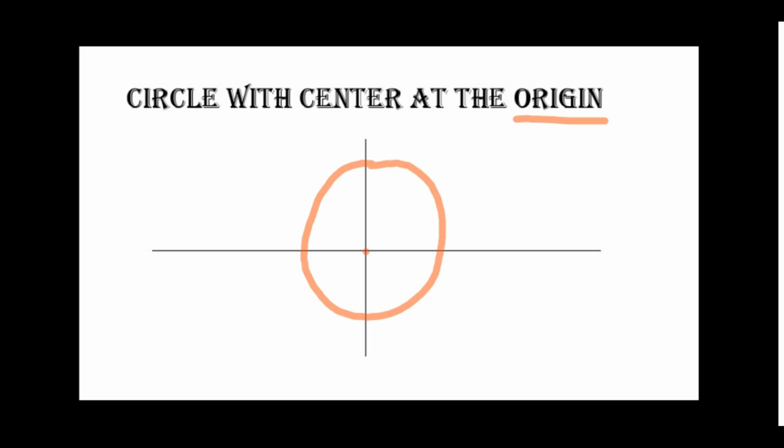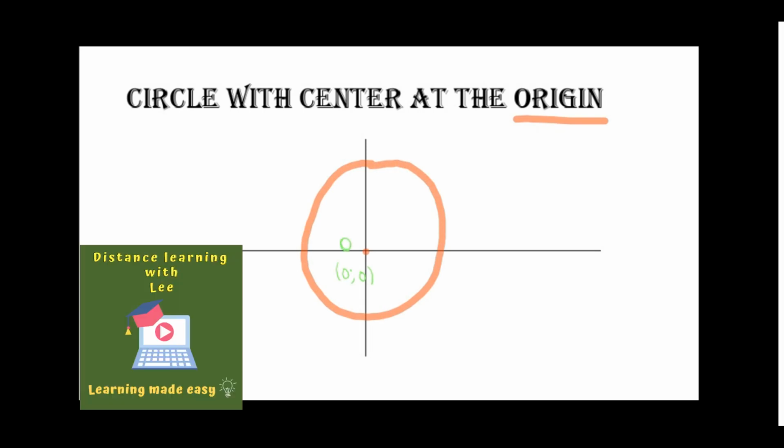So at this point here, which is (0, 0), this would be the center of our circle. That point there would be the center of our circle, all right? Now, how would we derive the equation of a circle with the center at the origin?